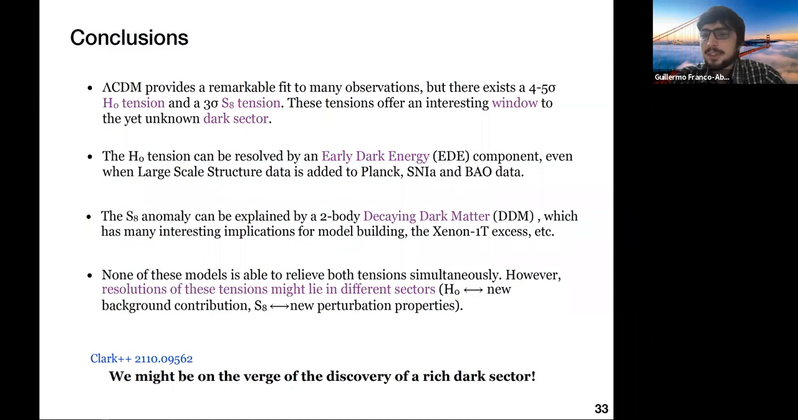I don't find it very elegant, at least from the point of view of Occam's razor, but a priori, it's true that nothing forbids the dark sector from being very rich and complex. And this anomaly is what might be suggesting that.